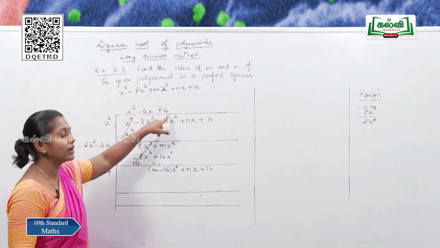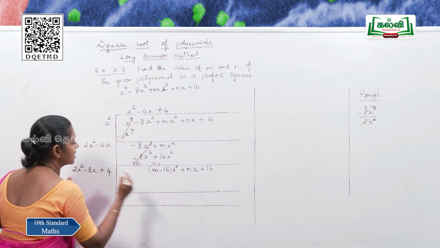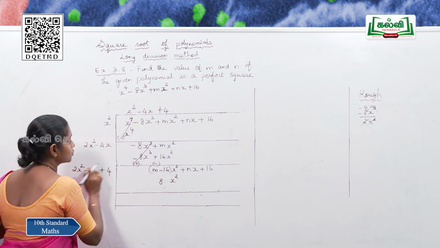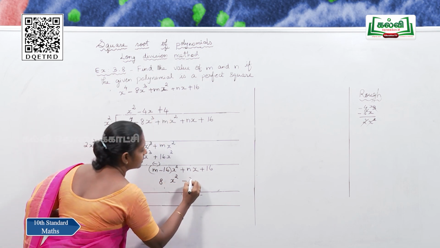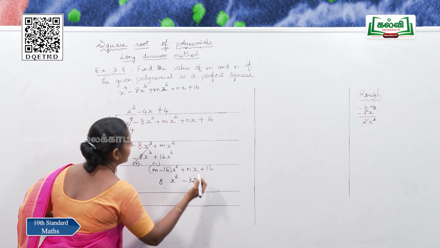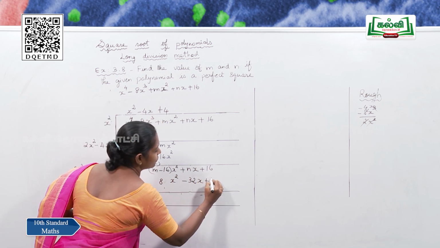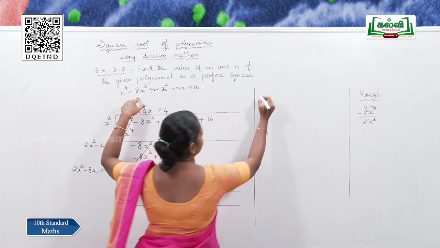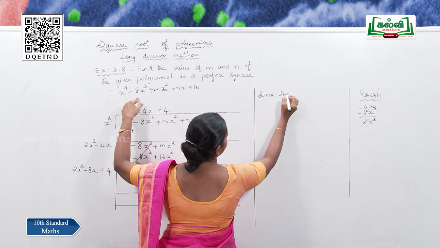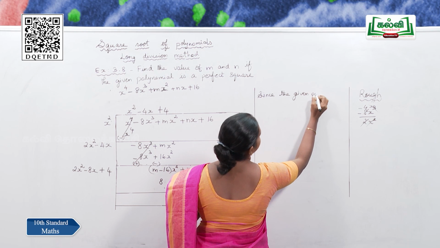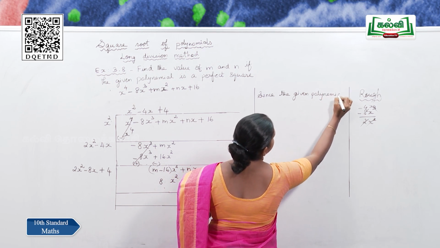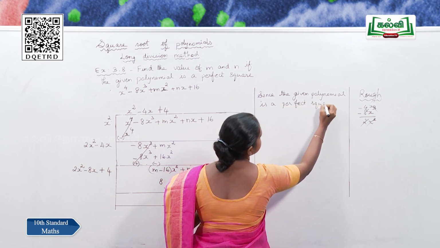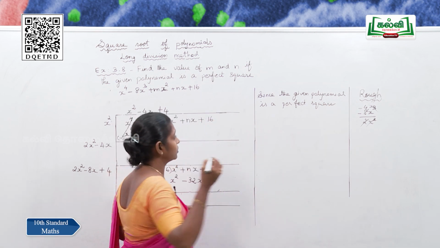Can you understand? Now multiply the same 4 with this term. 4 twos are 8 x squared. Then plus into minus, minus. 4 eights are 32 x. And as usual, plus into plus, plus 4 fours are 16. Since the given polynomial is a perfect square. When will we say the perfect square? Of course, the remainder is 0. The remainder must be 0.